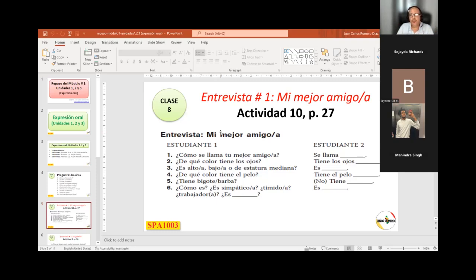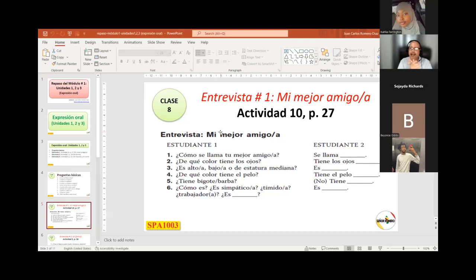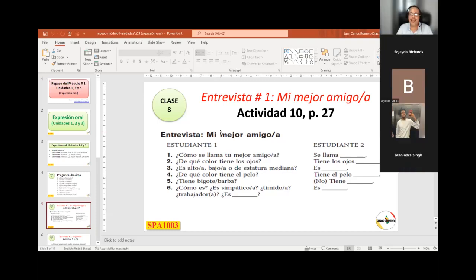So anybody would like to answer all the questions about your best friend? All the questions at once. Come on. First, we did it already. Second, it's not hard. Third, you have the beginning of the answers on the right. So come on. What are the brave ones here? Kalia, ¿cómo se llama tu mejor amigo?